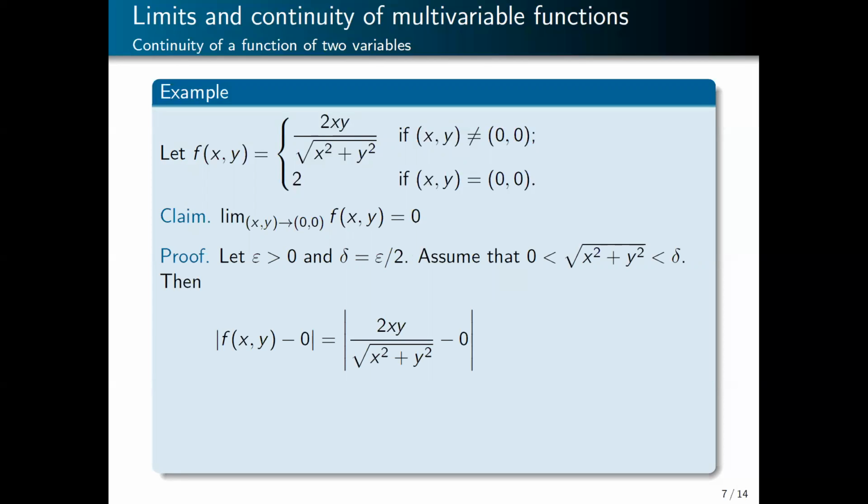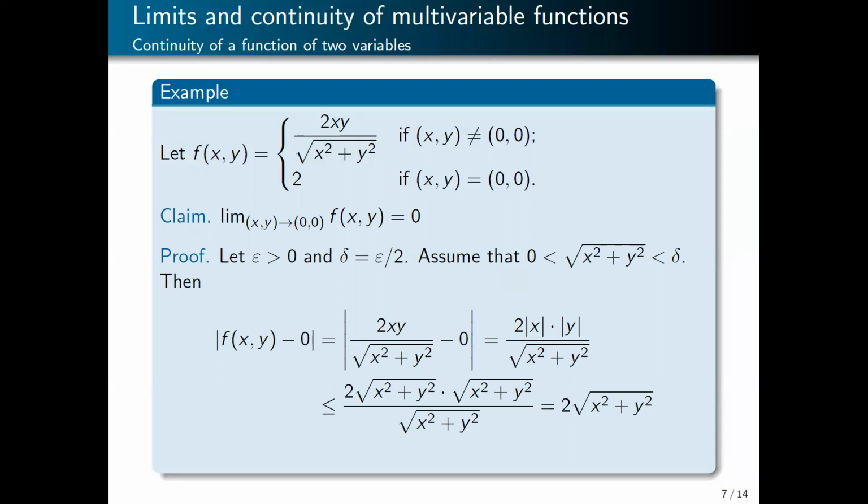Then (x, y) is different from (0, 0), so f(x, y) is 2xy over the square root of x squared plus y squared. Using algebra, we can show that the absolute value of f(x, y) minus 0 is less than or equal to 2 times the square root of x squared plus y squared, which is less than 2 delta, which is equal to epsilon. We will not go through the details of this argument. If you wish, you may rewind to this slide and pause to learn the details on your own.